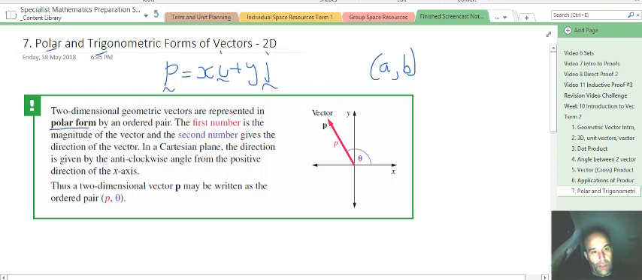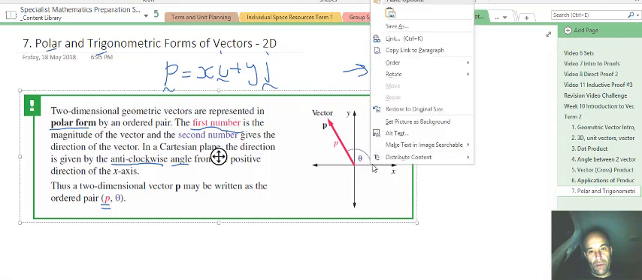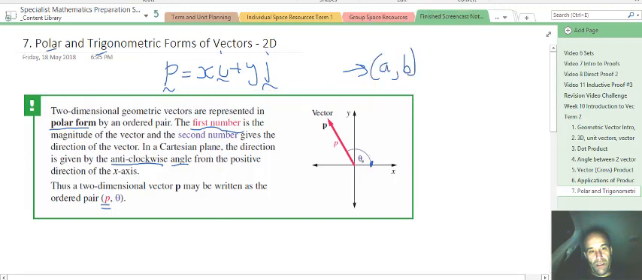Polar form is basically denoted by an ordered pair, but it's not like that one, that component form. It's a different sort of ordered pair. The first number you see in red, that's denoted by r, is the magnitude of the vector, which if you drew it is the length of the vector. The second number gives the direction of the vector. So we're using a Cartesian plane. Now the convention, and you'll learn this in trigonometry as well, is to make the zero angle in the positive x direction and go anti-clockwise.